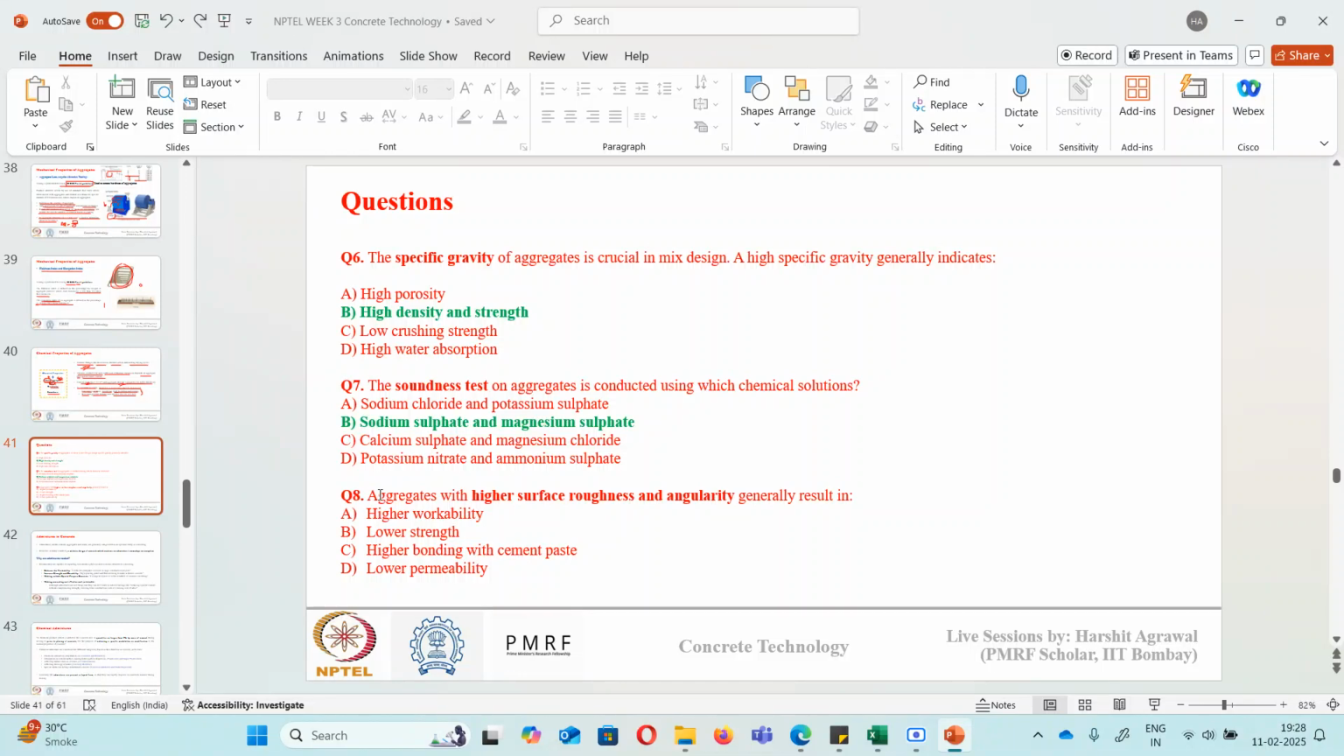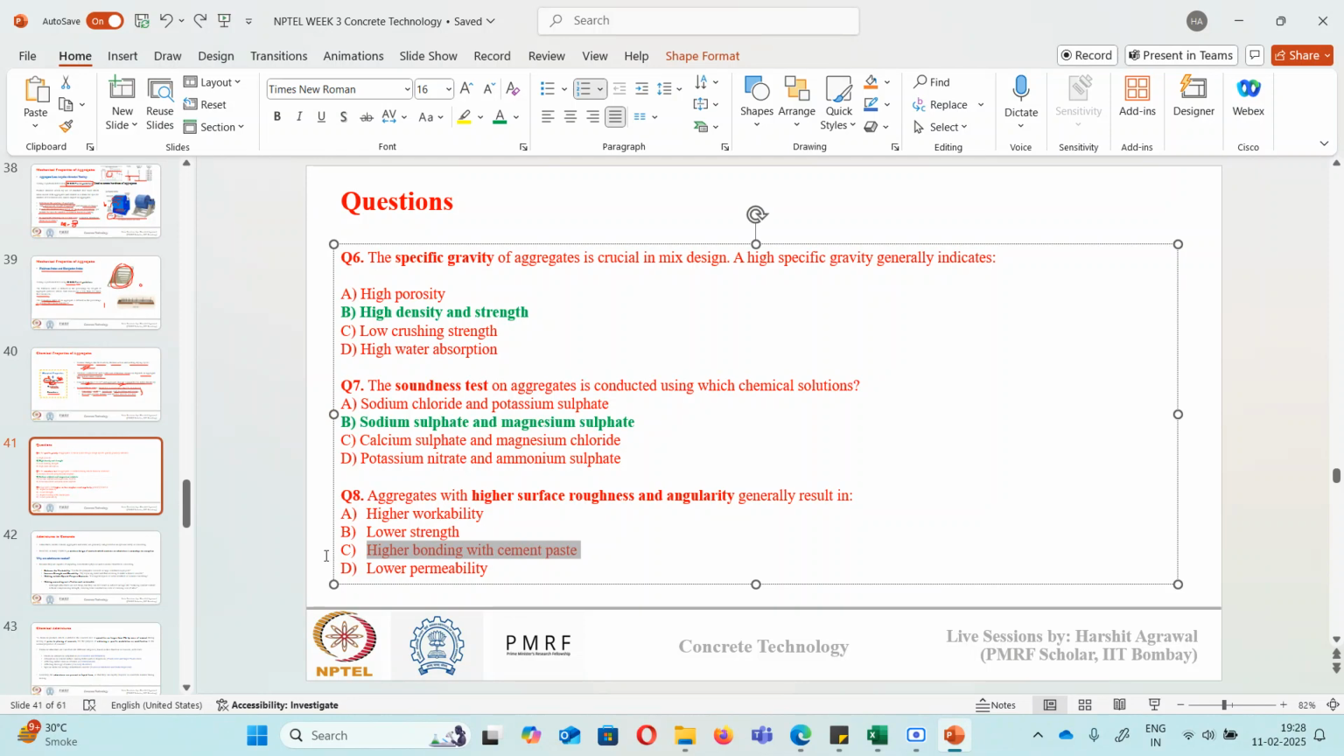For third question, aggregates with higher surface roughness and angularity generally result in. So answer will be C, higher bonding with the cement paste. So we know higher is the angularity, better is the strength of my concrete, because the better is the packing, and higher surface roughness will result in better cement properties.